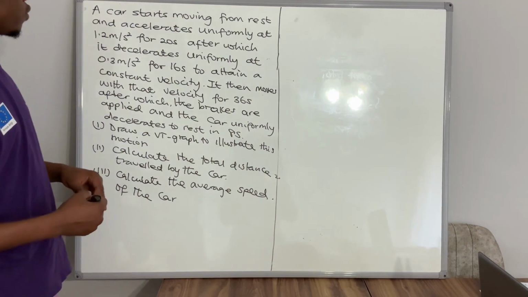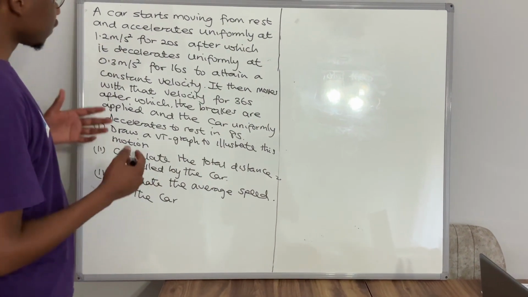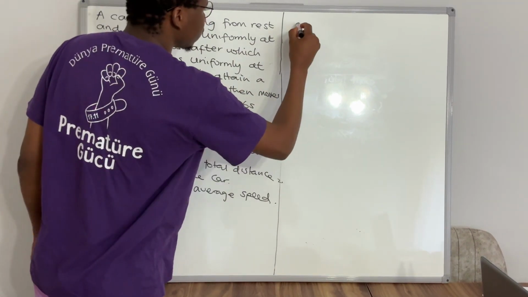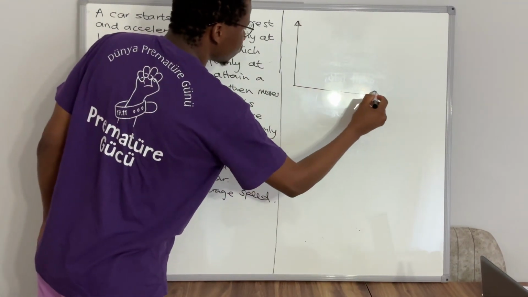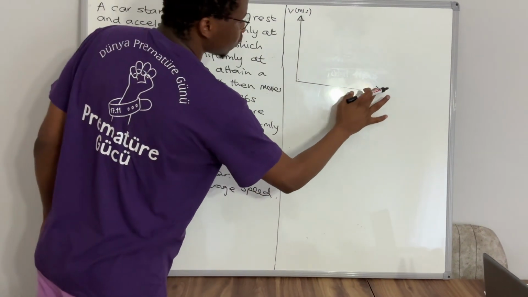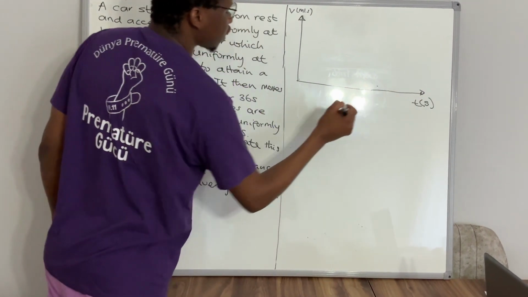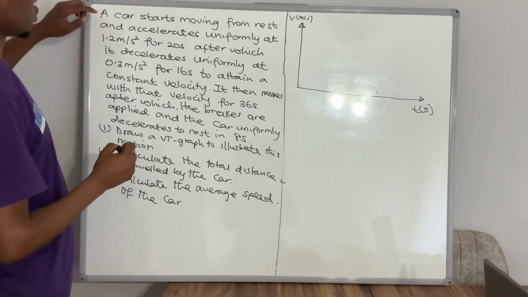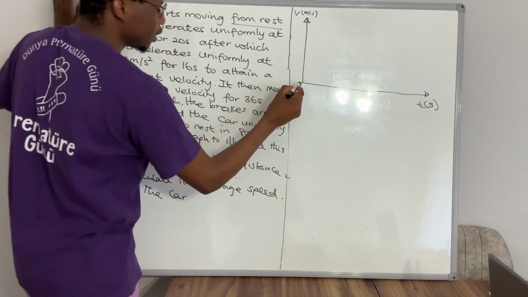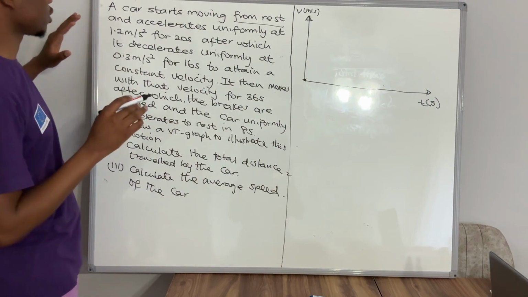So the first thing to do is let's try to have a general idea of how this velocity time graph will look like. If we have the velocity in meters per second on the y-axis, we will have time in seconds on the x-axis. So a car starts moving from rest. This tells us that it has to start from the origin. So initial velocity has to be 0 meters per second.